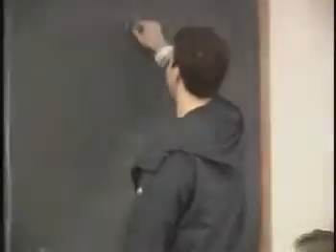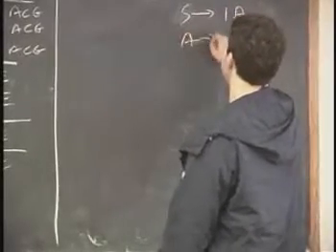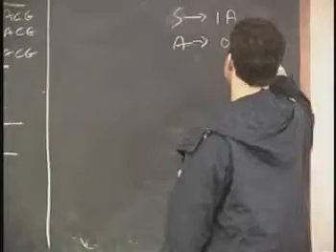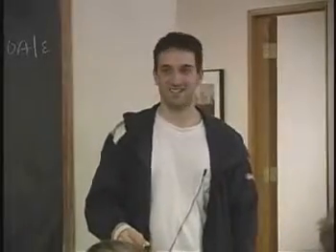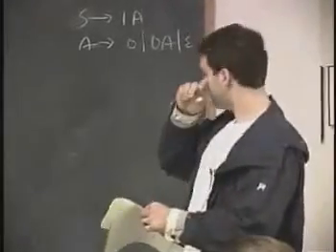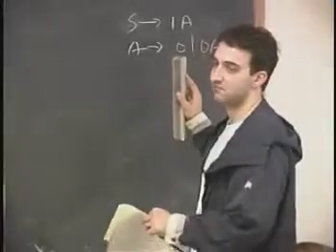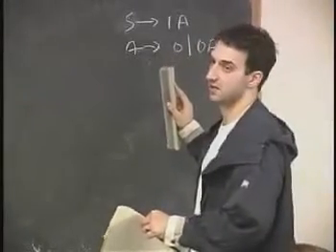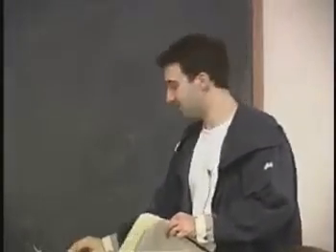Well, it's something of the form like S goes to 1A, A goes to 0, or 0A, or epsilon, something like that. You guys all comfortable with those? No? All right, I'll give you some examples first. It's the same as a left linear grammar is a regular grammar. Okay, so let me give you an example then. I'll go reverse. I'll give you a grammar.